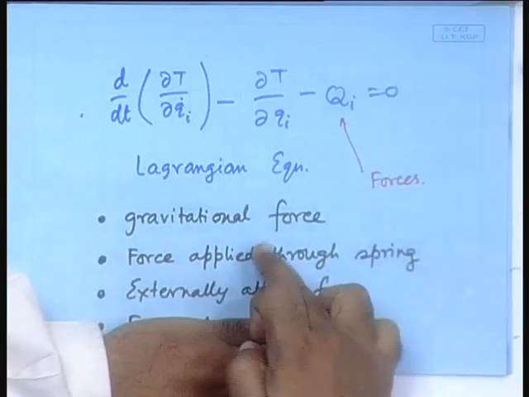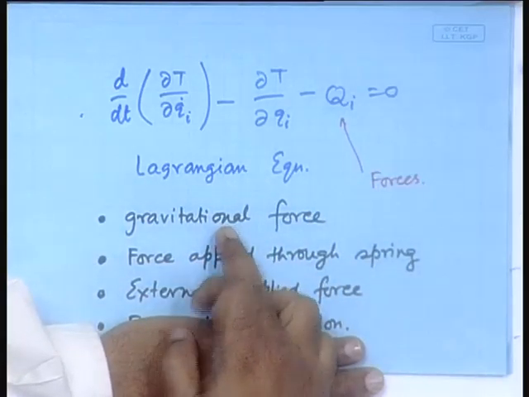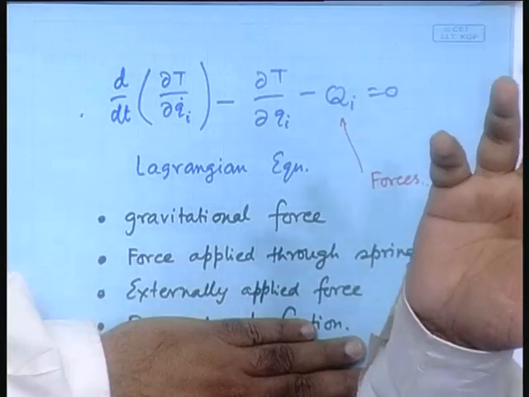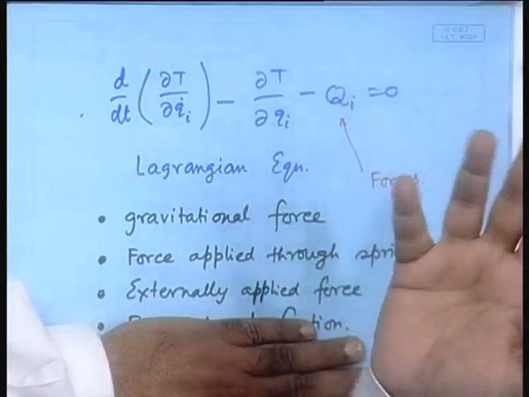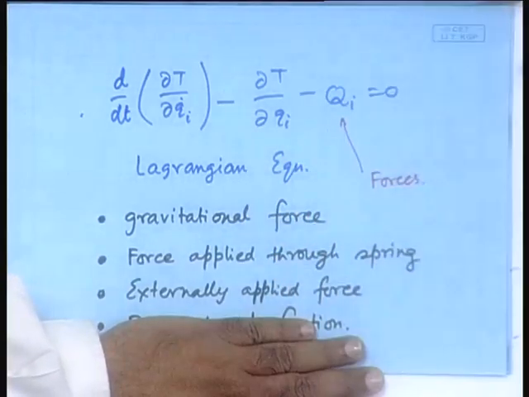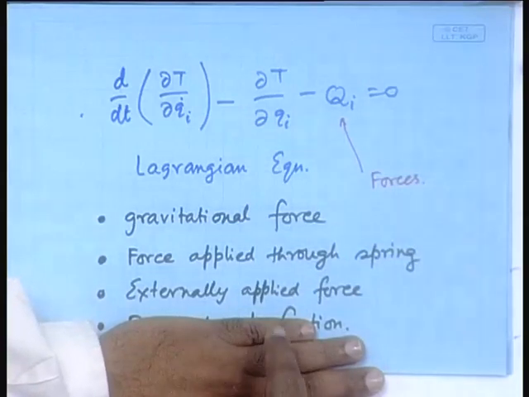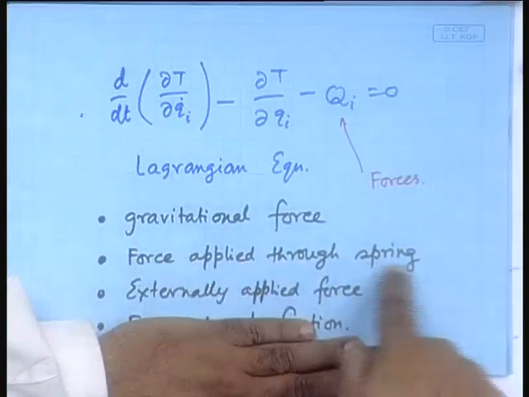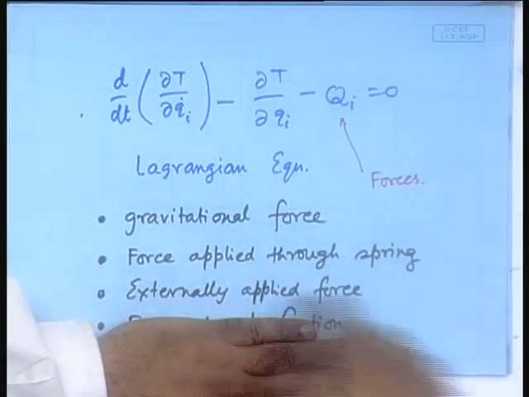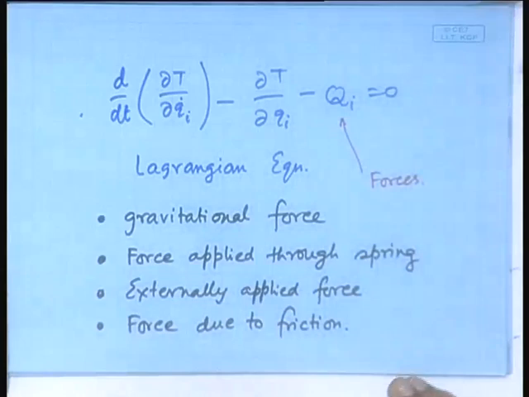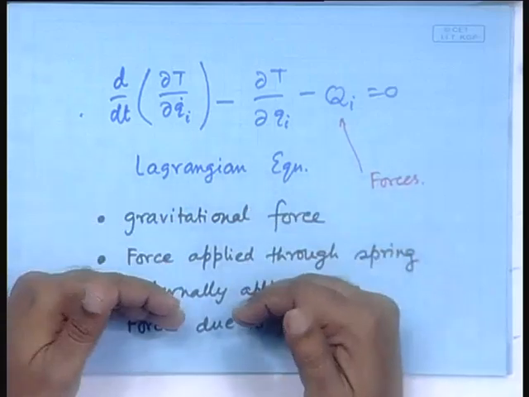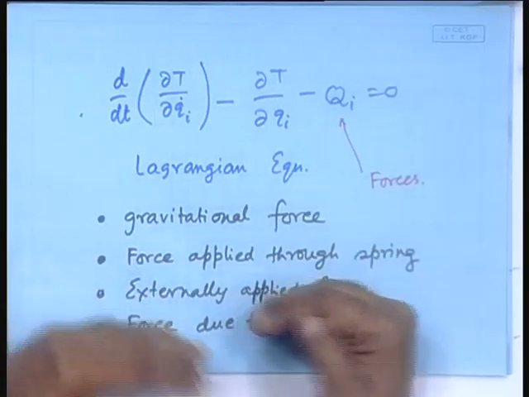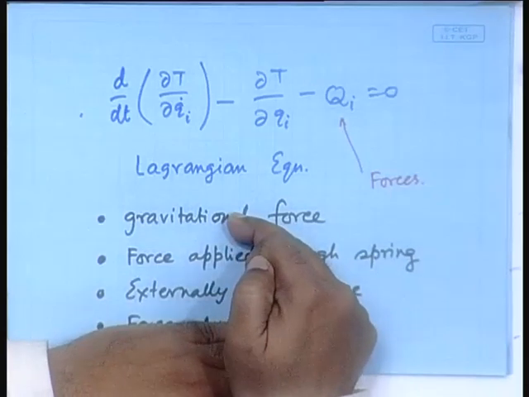But the other forces, gravitational force, we know that there is something called a gravitational potential, and the gravitational force is the gradient of that potential, we learned in school. But you may not know how that can be done for a force applied through a spring or the externally applied forces, but for now take it for granted. I will illustrate all of these separately. Take it for granted that all these forces can be treated the same way we treat the gravitational force.